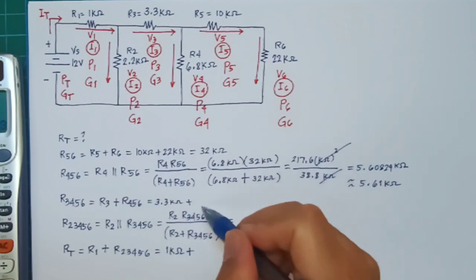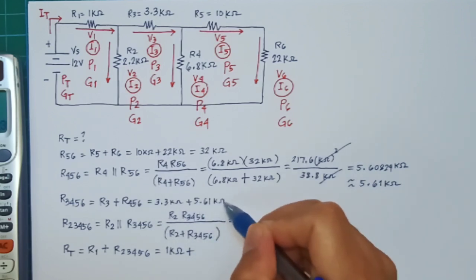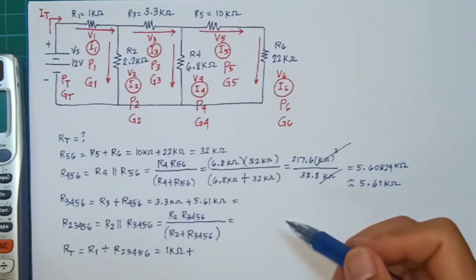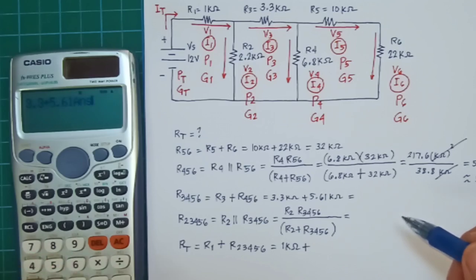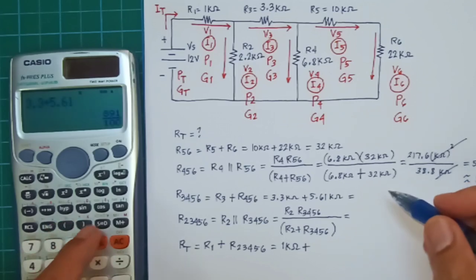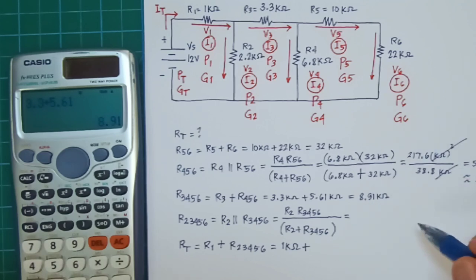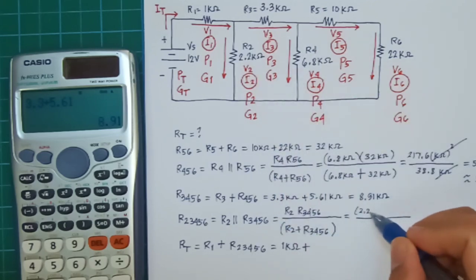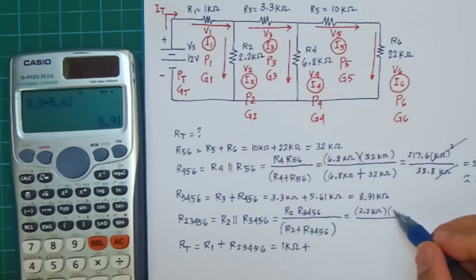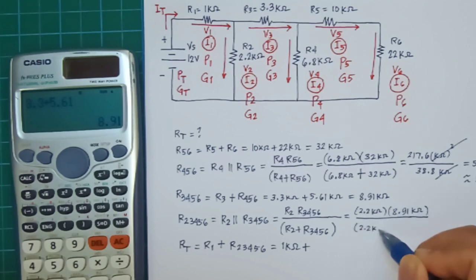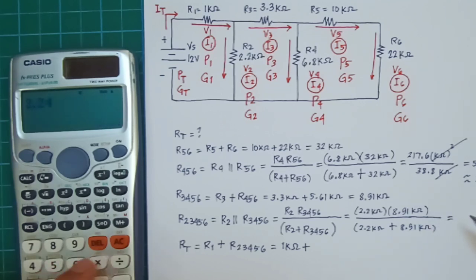Then we have to calculate the R3456. We will be getting 3.3 kilo ohms plus 5.61 kilo ohms for our R3456, which is in series, and we will get 8.91 kilo ohms. And then we will calculate for R2 parallel to R3456, so we will multiply 2.2 kilo ohms, the value of R2, with 8.91, which is R3456, and divide it by the sum of the two resistors.